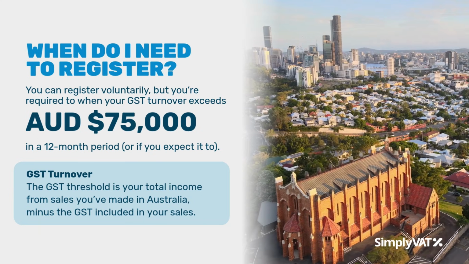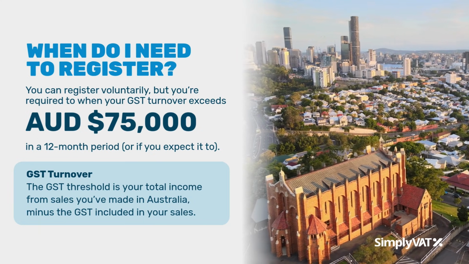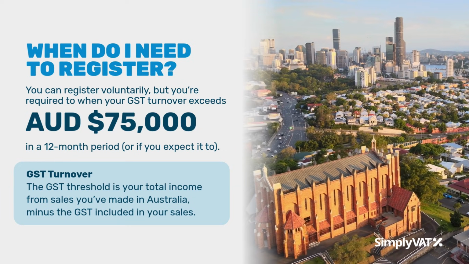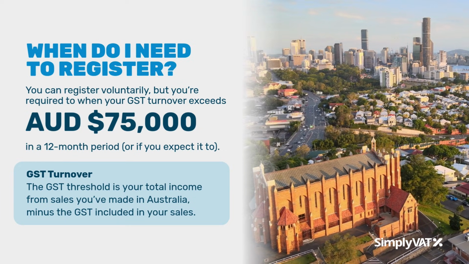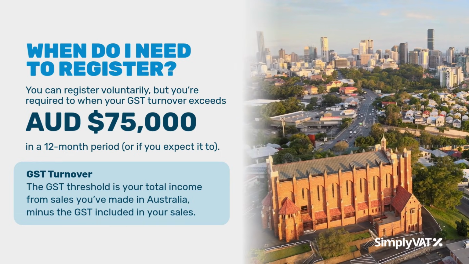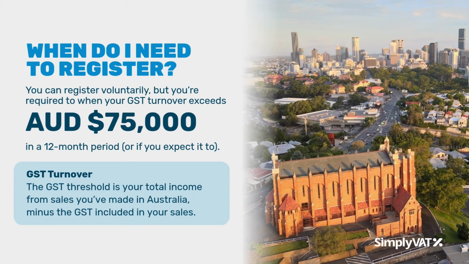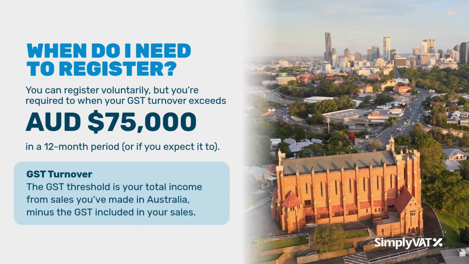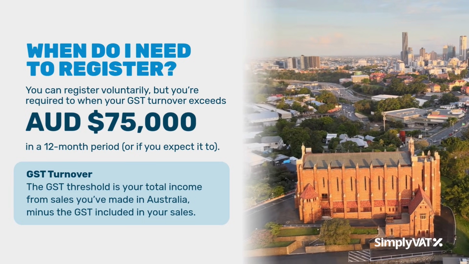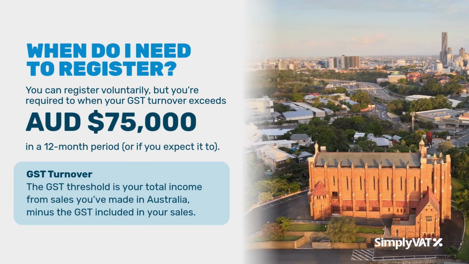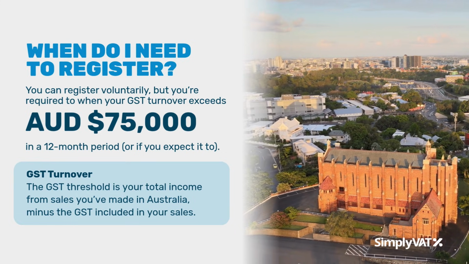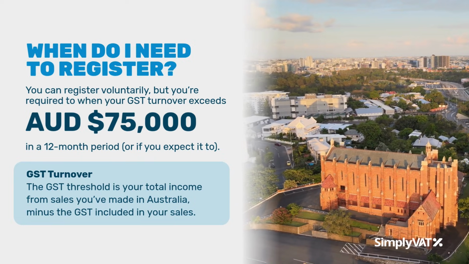You can register voluntarily, but you have to register if your business has a GST turnover of 75,000 Australian dollars in a rolling 12-month period, or you expect to reach that amount in your first year of trading. The GST threshold is your total income from sales you've made in Australia minus the GST included in your sales. Not all your sales will count towards your GST turnover, which can make it a bit tricky to calculate.